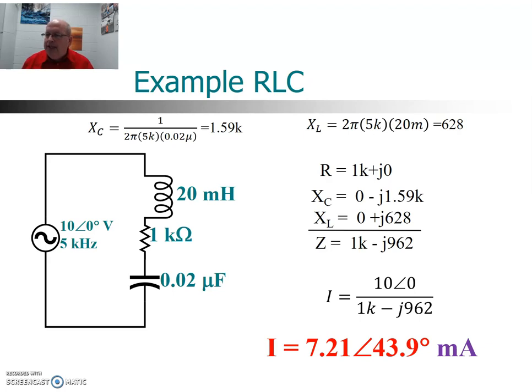So as you can see, Z is the impedance. It's composed of resistance and reactance. Reactance is imaginary, resistance is real. The sum of those is impedance. It's a complex number.